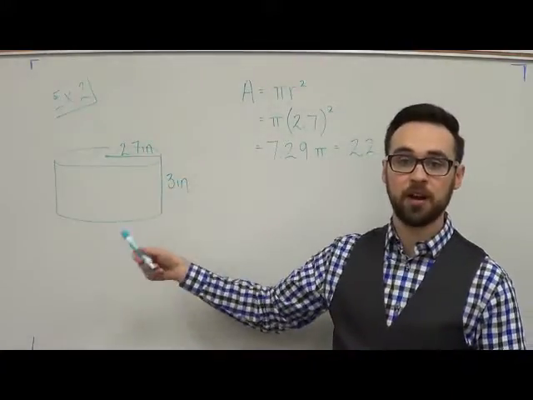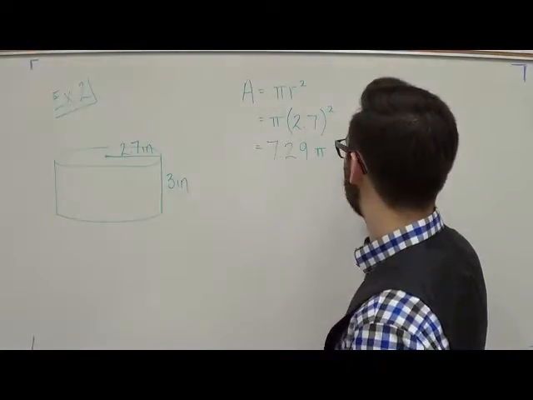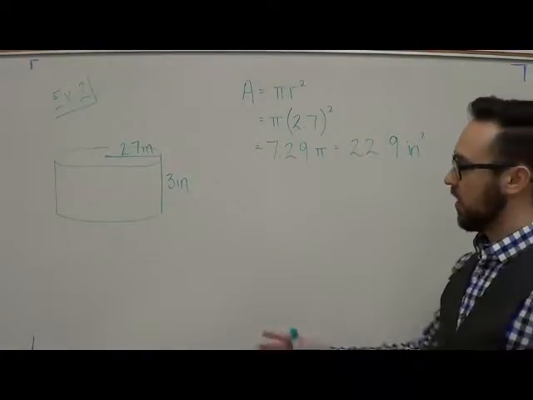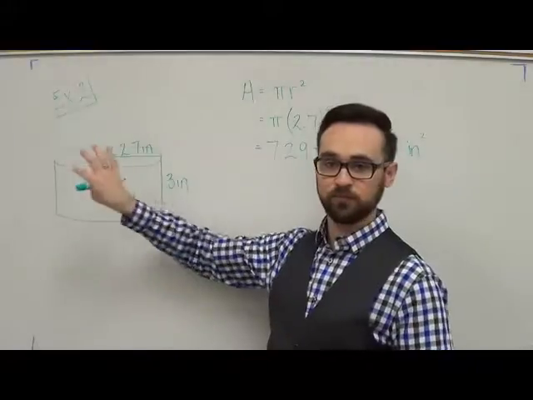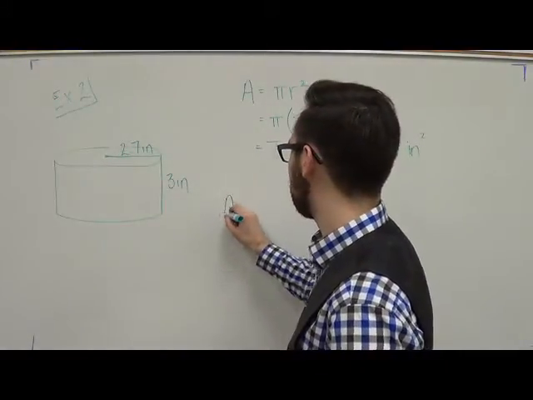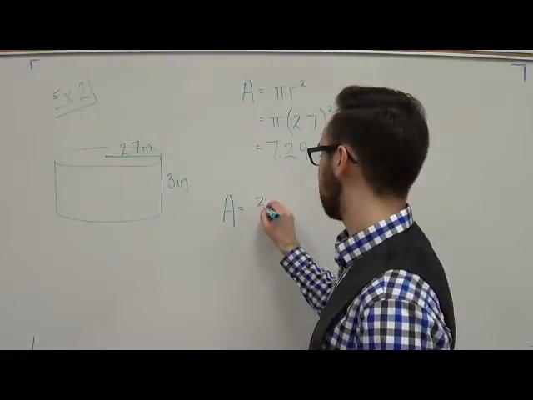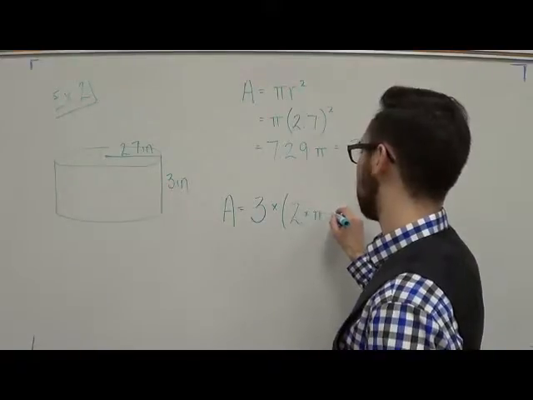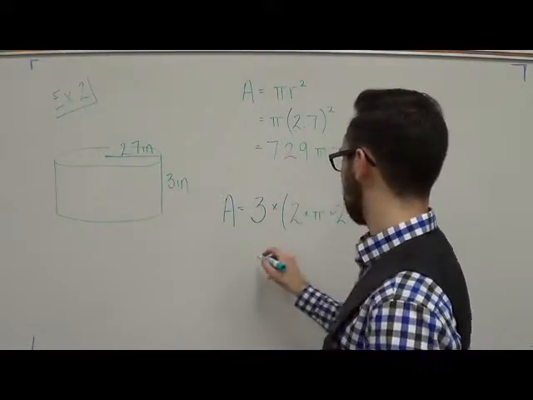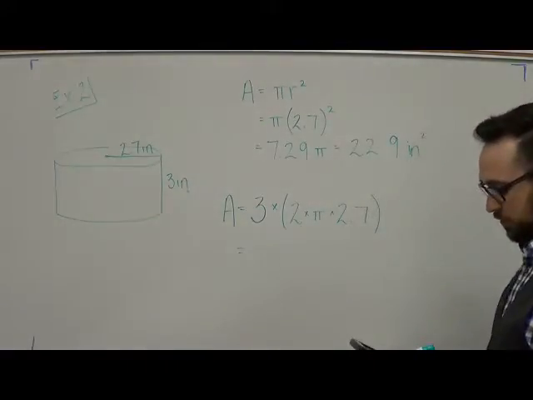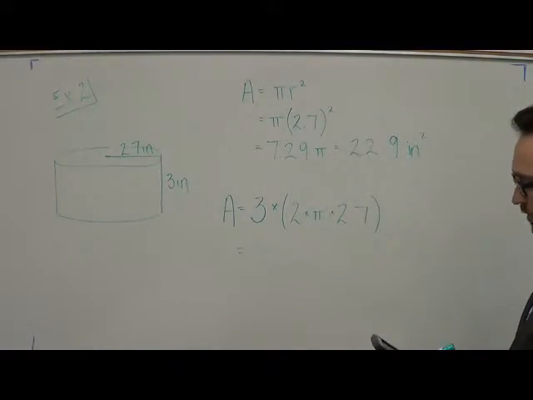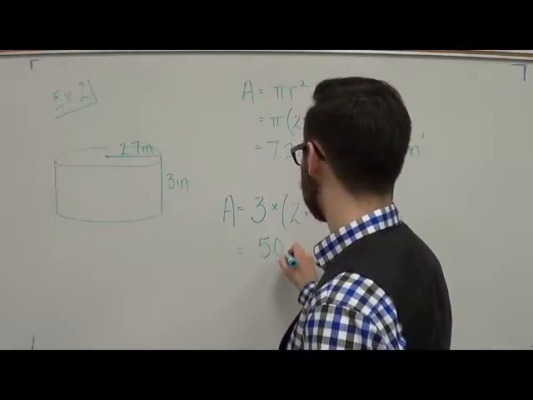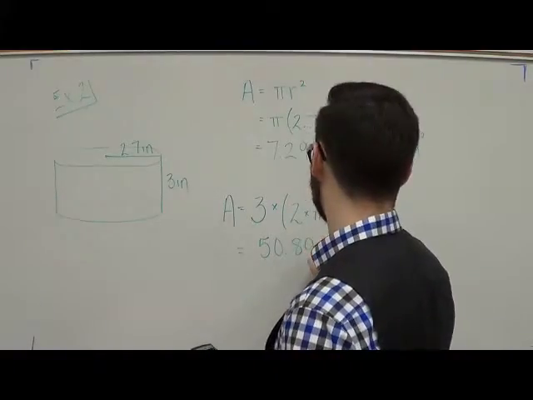We also need the area of the bottom circle, right? So we're going to have this 2 times when we add it all together. Well, now let's find the surface area of our label. Remember, the area of that piece is the height times the circumference, which is 2 times pi times 2.7. So all of this together, we have 3 times 2 times 2.7 times pi, and that's going to give us 50.89 square inches.